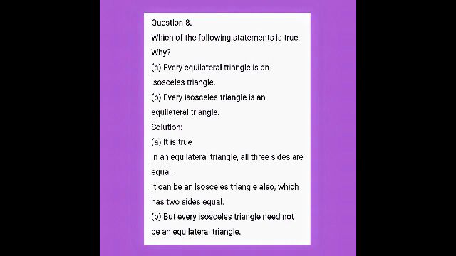Yes, every equilateral triangle is an isosceles triangle is true, because an equilateral triangle has all three sides equal. If any two sides are equal, it is an isosceles triangle. So an equilateral triangle is also an isosceles triangle. Second point: every isosceles triangle is an equilateral triangle. Every isosceles triangle has only two sides equal, not three sides equal; only an equilateral triangle has that. So the second point is not possible.